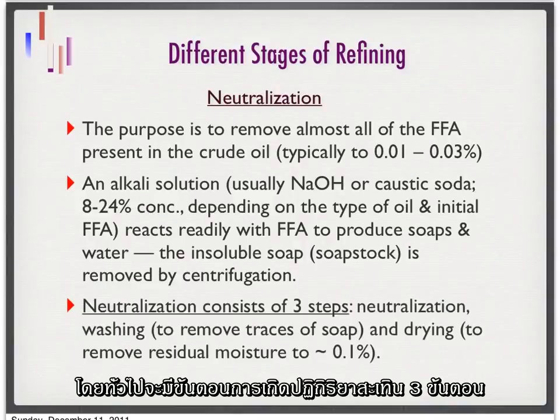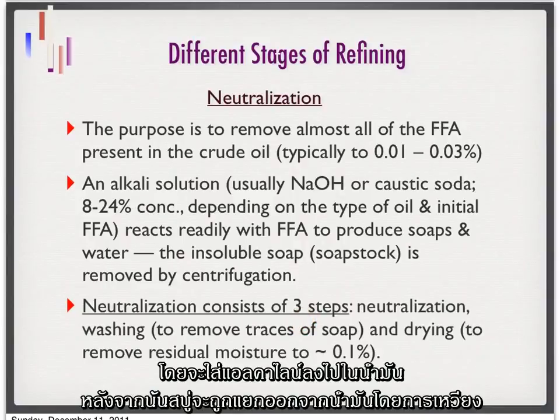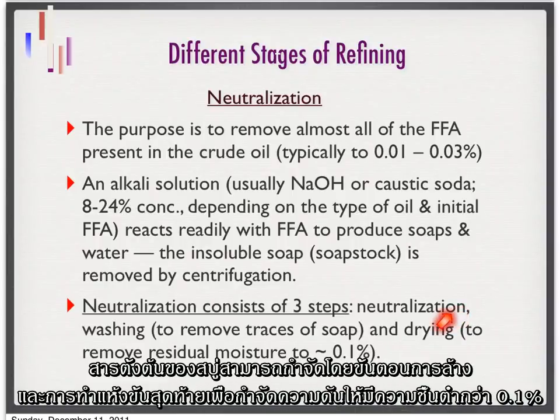So basically there are 3 steps in the neutralization process. The neutralization itself, where we add the alkali to the oil, then we separate the soap stock from the oil by using centrifugation. But after that, there are probably some traces of soap which can be removed further by a washing step, and finally drying to remove whatever moisture is still there down to a very low level, around 0.1%.